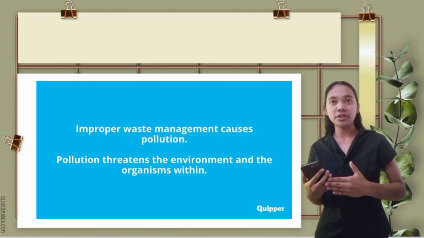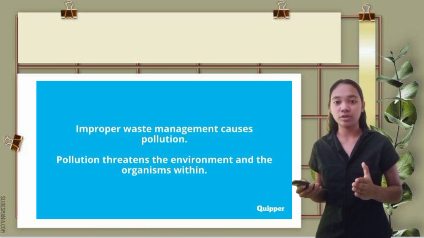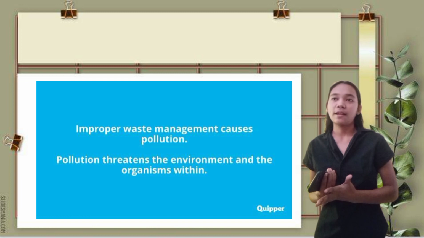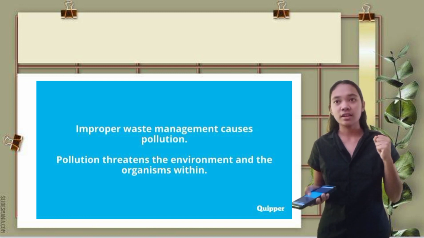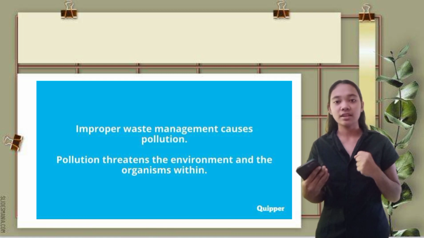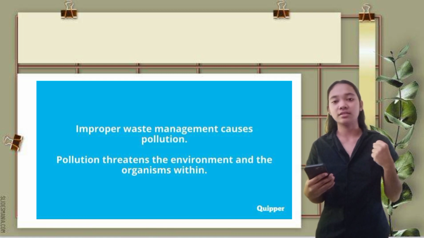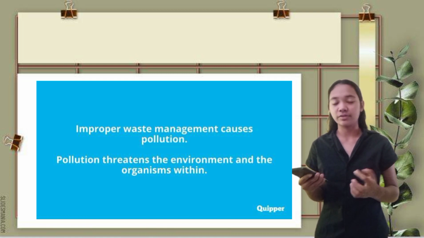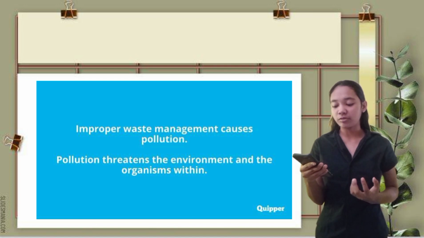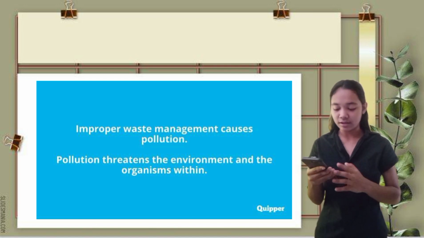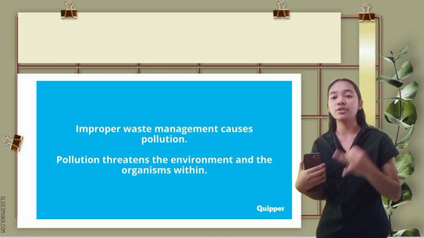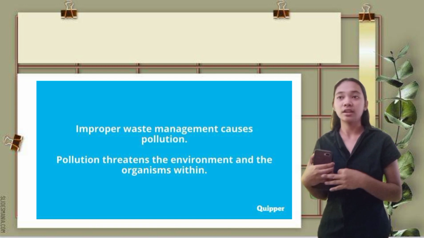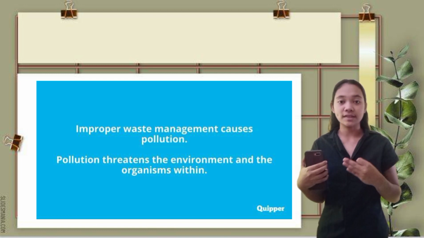So, improper waste management causes pollution. If we throw garbage anywhere, it can cause pollution like water pollution, air pollution, and soil pollution. That can harm the environment and the living organisms. So pollution threatens the environment and the organisms within. We already know the 3 R's: reduce, reuse, and recycle. They are the 3 ways to manage our waste at home.